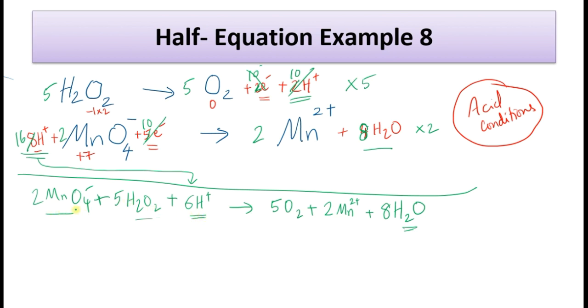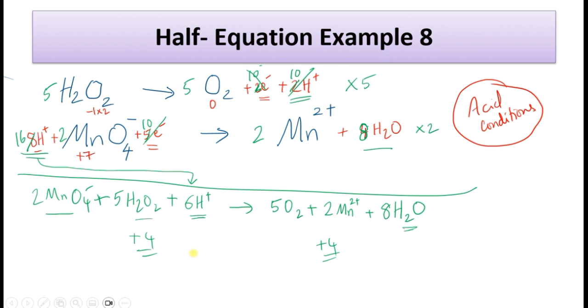Now count the number of atoms. Should be okay now. So 8 oxygen here. Hydrogen atoms 10 plus 6, 16. 8 times 2 is 16, so everything is all right. Check also the charges, should be okay. 2 minus plus 6 gives you an overall charge of plus 4 here. 2 times 2 plus 4, so that charge is okay.